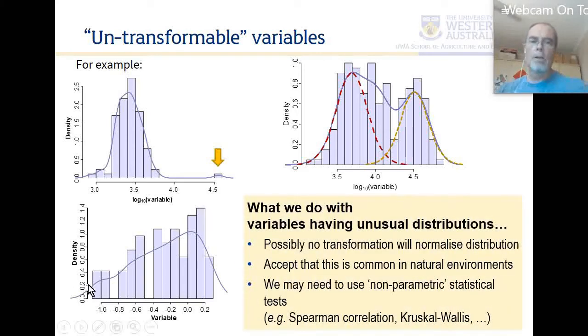So sometimes we need to accept that no transformation will normalize the distribution because these are natural samples and they don't behave like we want them to. In that case, we use different types of statistical tests from the conventional ones. For example, Spearman correlations instead of the more commonly used Pearson, or Kruskal-Wallis tests of differences in means instead of ANOVA or a t-test or something like that.